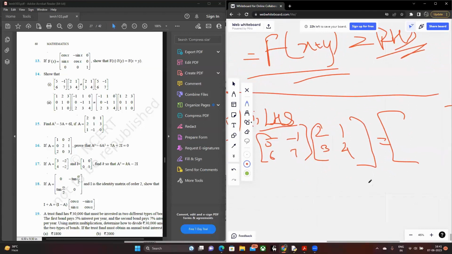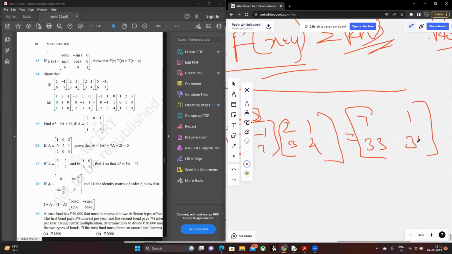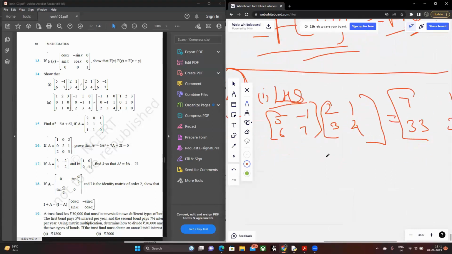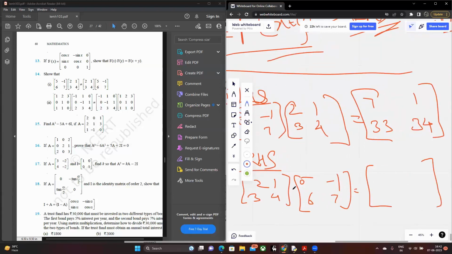Of this row, this column, that is 5 into 2, 10 minus 3 is 7. This is 5 minus 4 is 1. You have 6 2s are 12 plus 21, that is 33. And then you have 6 plus 28, that is 34, right? The RHS, on the other hand, is going to be 2, 1, 3, 4 times 5, minus 1, 6, 7. That is equal to, again following the same rules, a 2 by 2 product of 10 plus 6 is 16. You have 3 5s are 15 plus 24, that is 39.